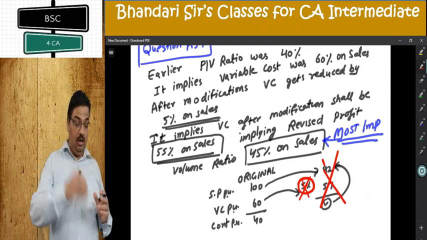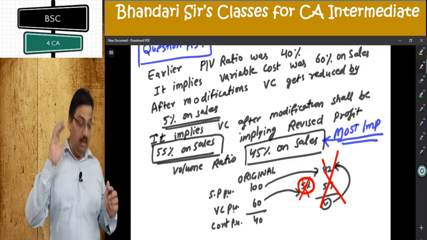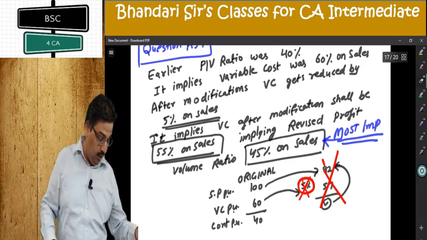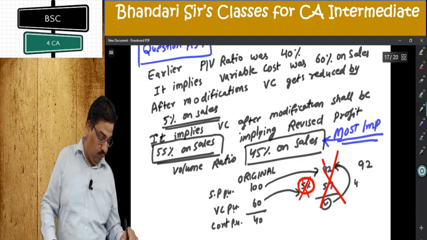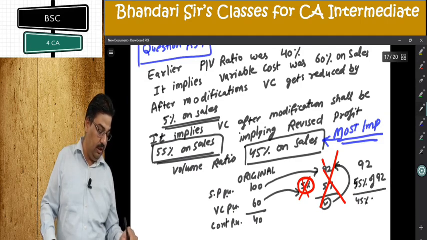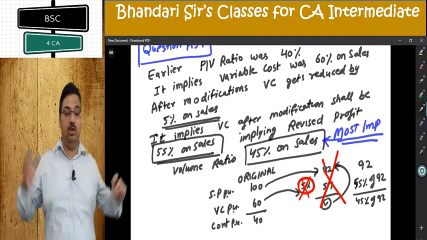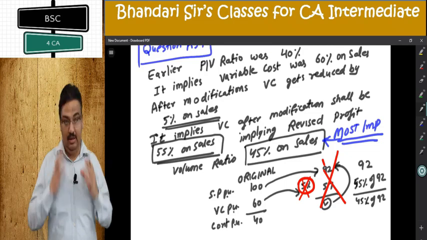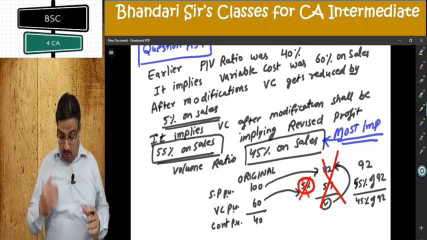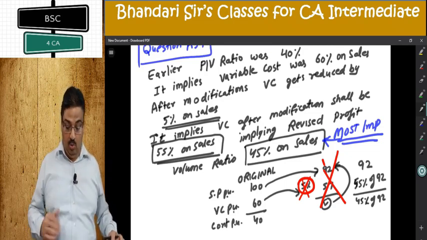In the given case, what is going to happen? On 92, 55% of 92 is variable cost and 45% of 92 is going to be the contribution. That is the present scenario in the question. So this is the most important point to understand. Now I am slowly reaching part A of the question. Requirement A.